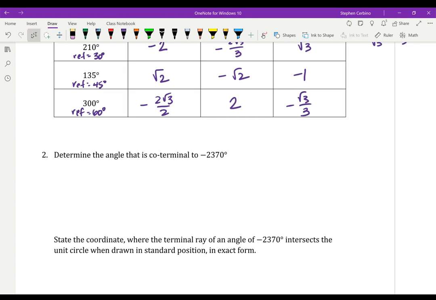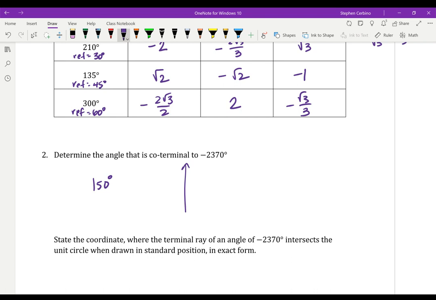Determine an angle that is coterminal to negative 2,370. So we are going to keep adding 360 until we get something that is going to be a nice positive number. So I'm going to add 5 of them, 6 of them, 7 of them. So if I add 7 360s, 150 degrees is coterminal to that.